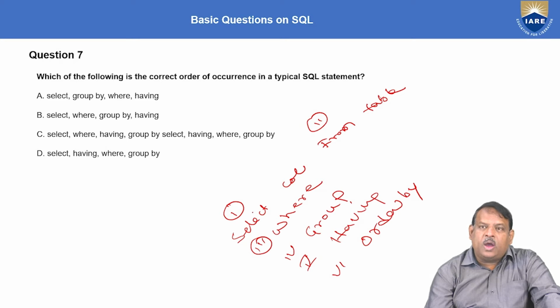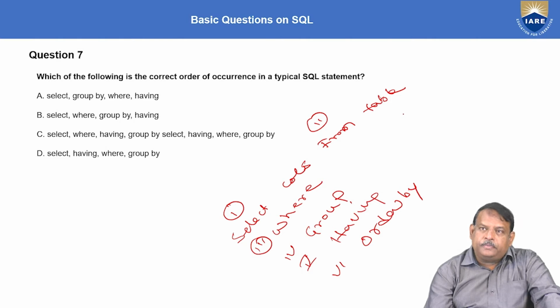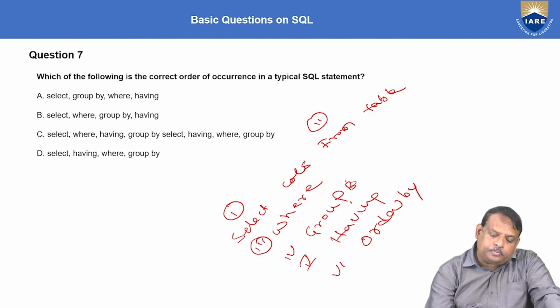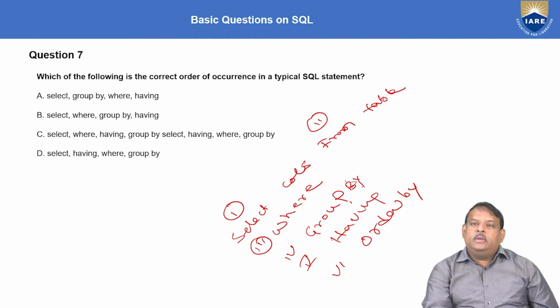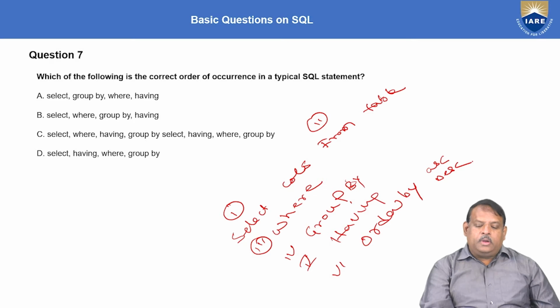First, you have to select some columns from a table. If you want to minimize the number of rows, you have to use a where. If you want to group by some column, you have to use a group by here. Then we have a having clause. Having clause is used to reduce the number of groups. And if you want to sort the data, we have to use order by. Again, order by takes ascending and descending.